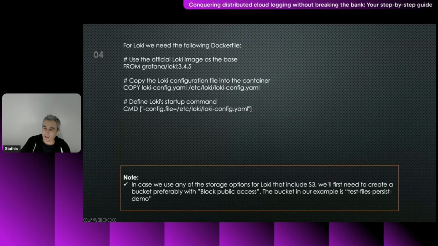Okay, this is a Docker file. We don't have to change anything. It needs this loki-config.yaml file that we'll make later in the next slide, basically. If we're using S3 for storage, like in the last section with TSDB, we need to create an S3 bucket and block all public access.